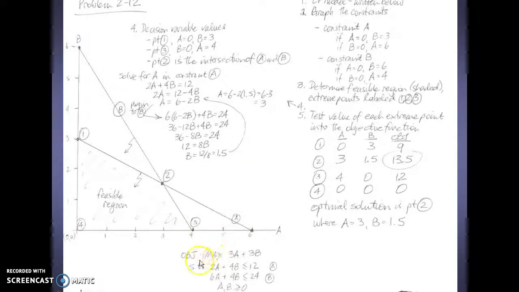This is a max problem. The optimal solution, therefore, is the largest number. It's the point number 2 out here in free space where the optimal solution for that particular problem lies.